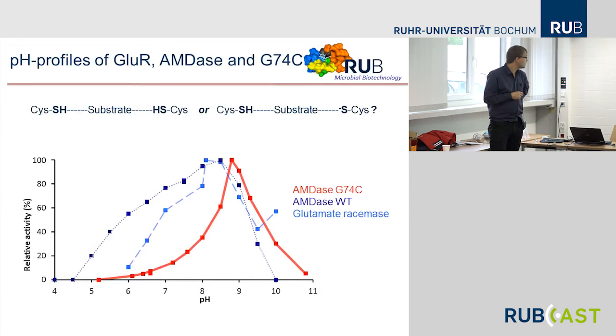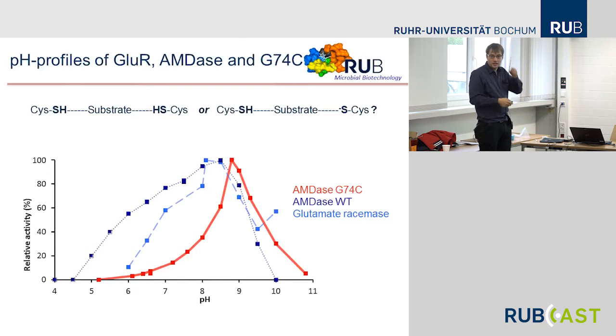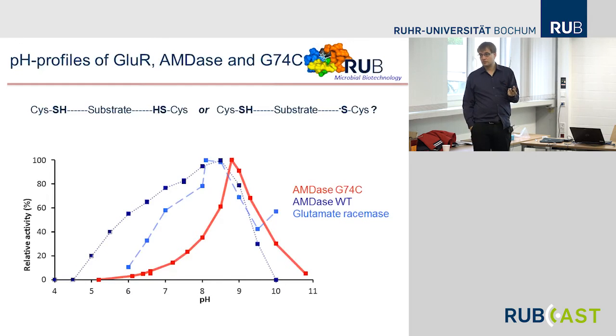And to find this out, the pH spectrum was studied. You see here. The wild-type decarboxylase has a very broad pH spectrum because the thiol is a proton donor. The glutamate racemase has a broad spectrum because we have these co-catalytic residues. This one has a very sharp pH spectrum. And at this point, this is something a scientist would say, wow, there's something. Because an explanation is it's exactly at the pKa of a thiolate. So this would mean the active amino acid is a thiolate residue.